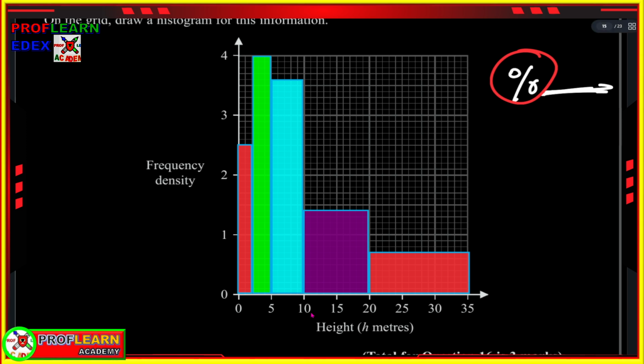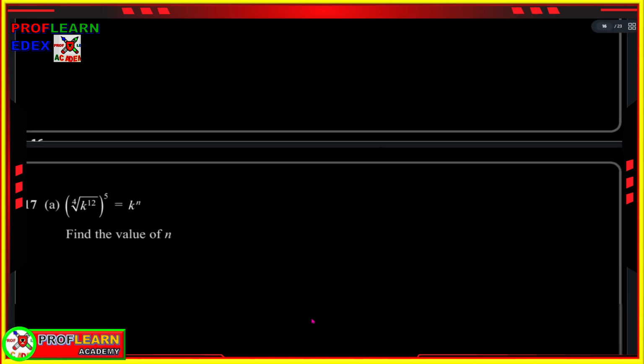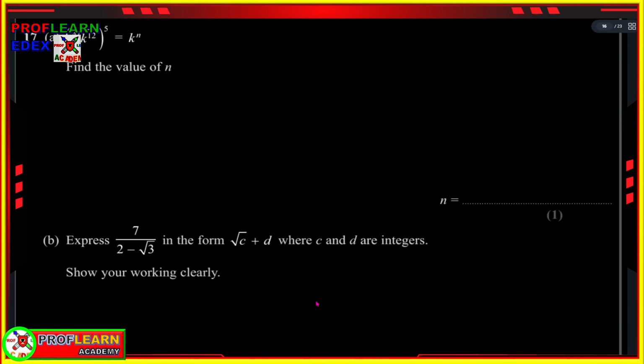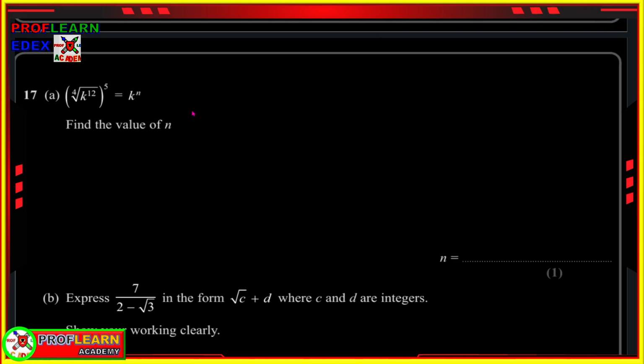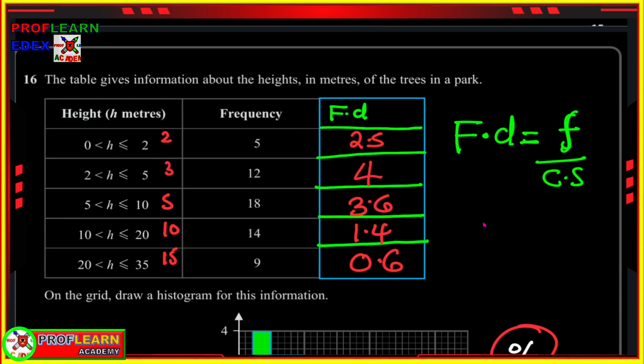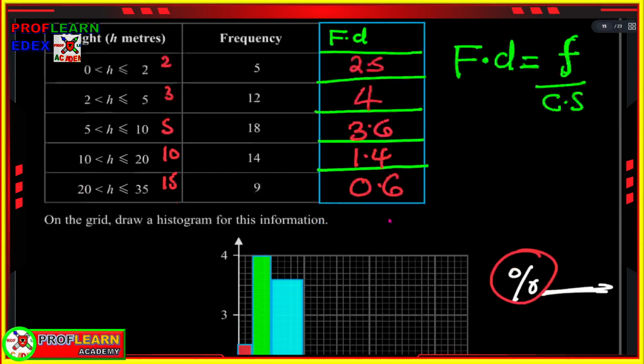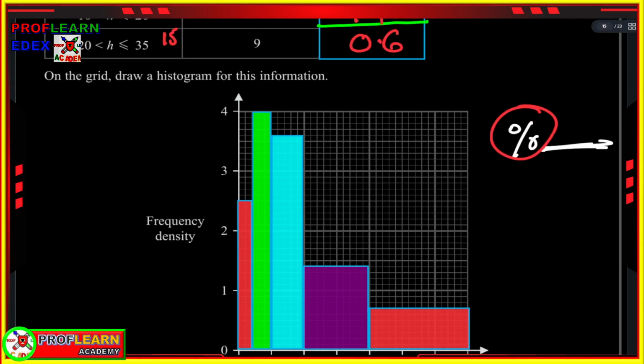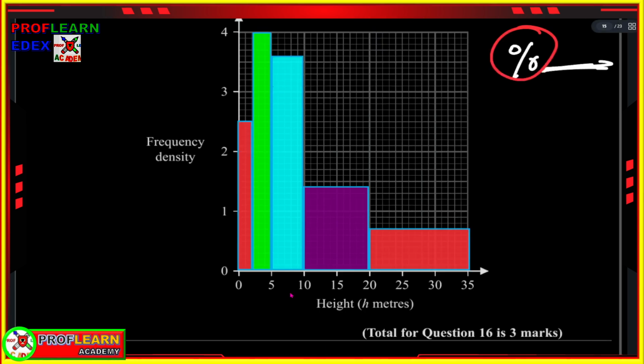Yeah, so we also have question number 17, where we are supposed to find the value of x. Oh, let me check. Is there another question that was asked there for histogram? No, there was no other question asked. So that's all for that particular part. Let's move to question number 17.